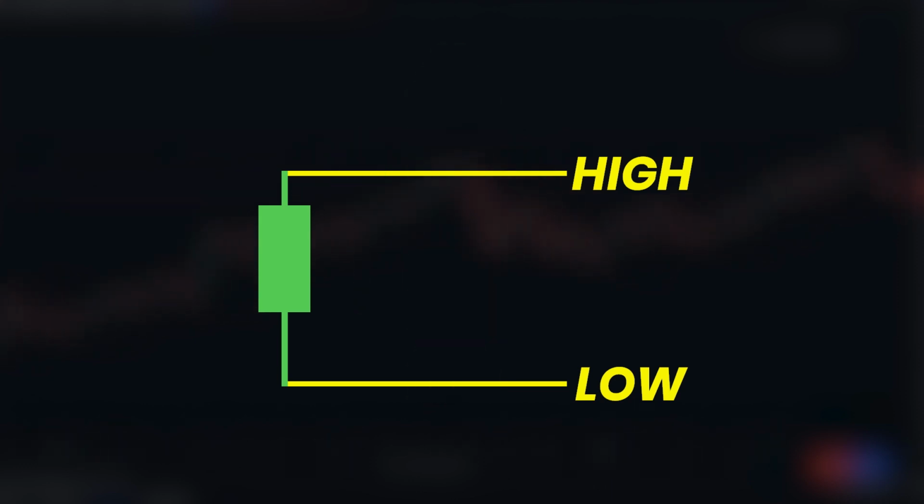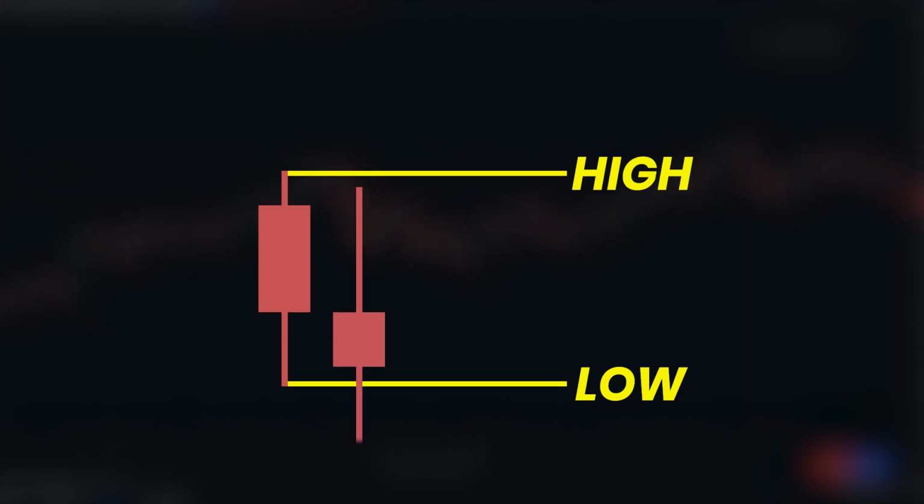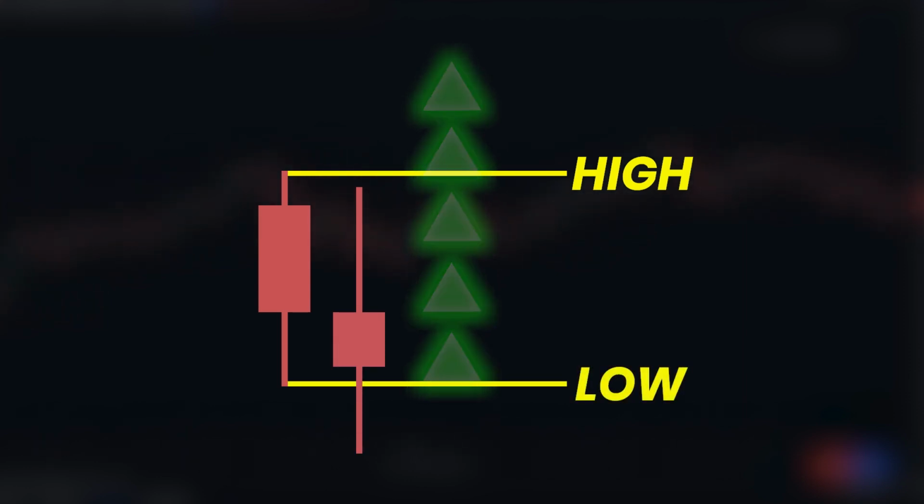Another situation in this example is when the first candle is a red candle, we mark the high and the low of this candle. If the next candle breaks the low with a wick, but closes above the low of the previous candle, we also have a bullish bias.